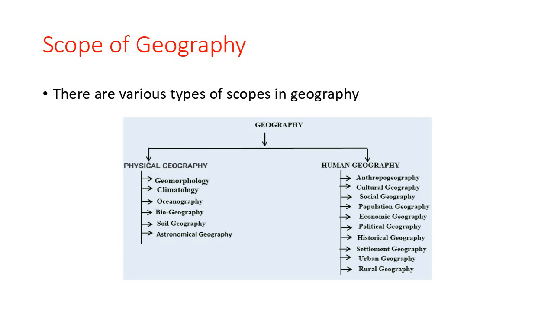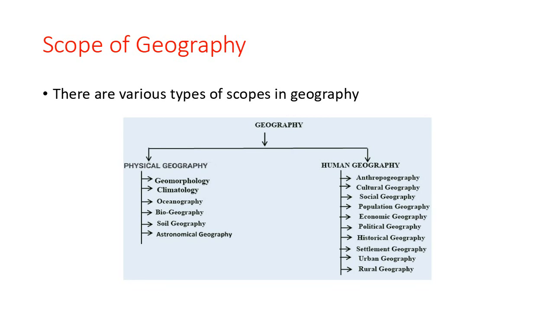Anthropogeography is basically the relationship between human communities, culture, and their interaction with the environment. Then cultural geography, in which we study the culture of different nations. For example, religion, languages, different cultures. Every nation has different cultures. You know this.